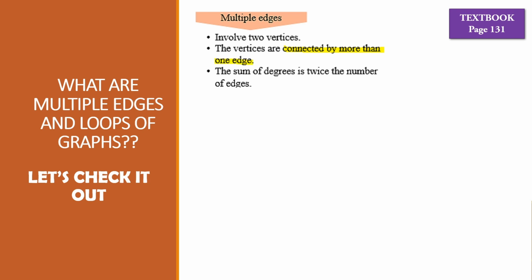edges. Okay, disambungkan dengan pelbagai sisi. Lebih daripada 1 sisi. So therefore we call it pelbagai sisi. The sum of degrees is twice, so it will not affect the sum of degrees. The sum of degrees will be the same, twice the number of edges.